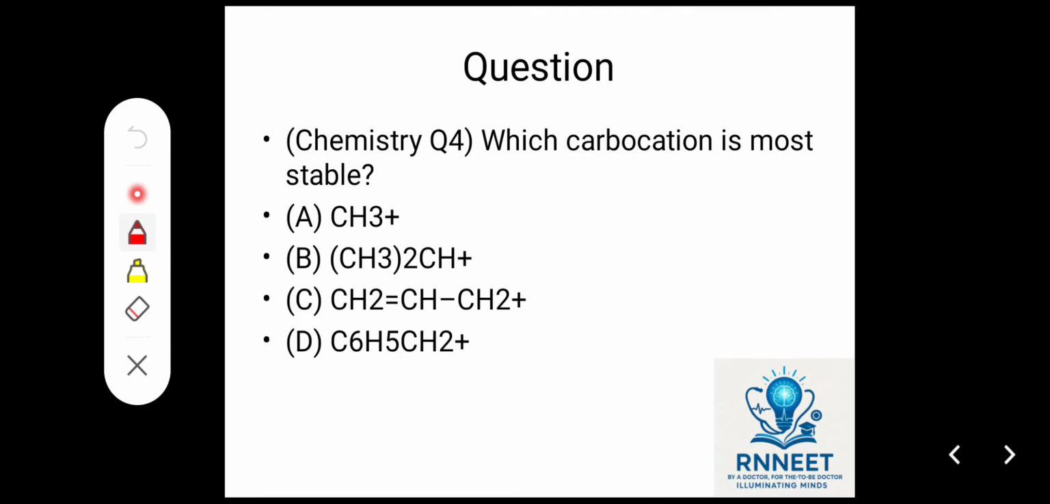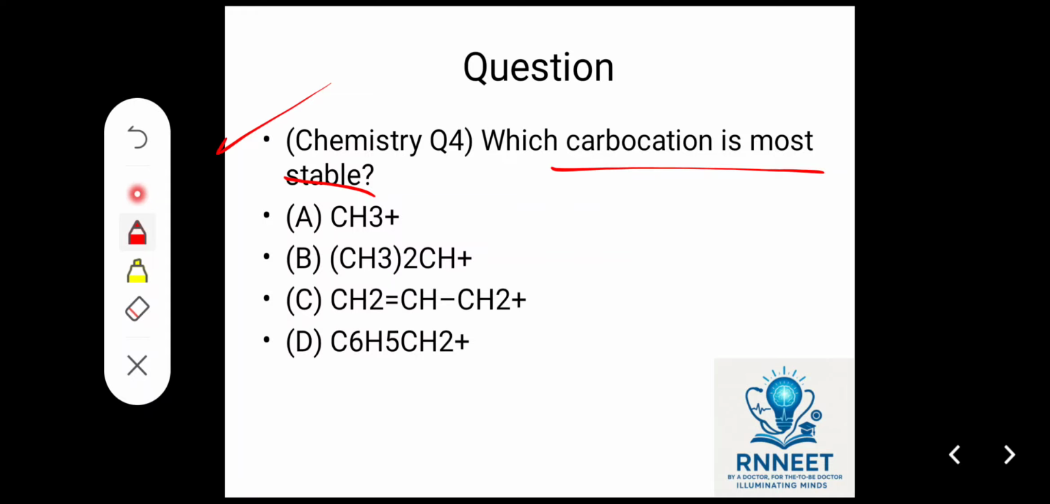Which carbocation is most stable? This is a very common question which is asked, which basically brings you to the GOC chapter, and that will be very important to note. How do you analyze this? Now, look at these and tell me which carbocation is more stable. How many of you can get this right?